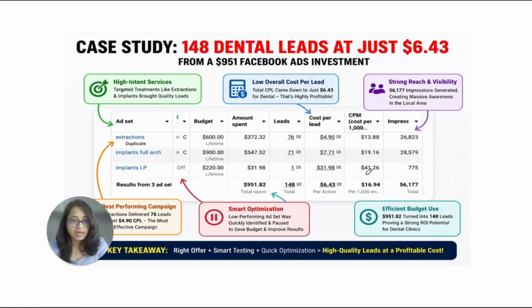One more thing I want to add here is reach and visibility. This campaign delivered more than 56,000 impressions. That means the ads were reaching a large local audience consistently. And if you look at the CPM, it stayed around 16.94 bucks, which is actually healthy for the dental niche, because this tells us that the ads were being delivered efficiently without becoming too expensive.